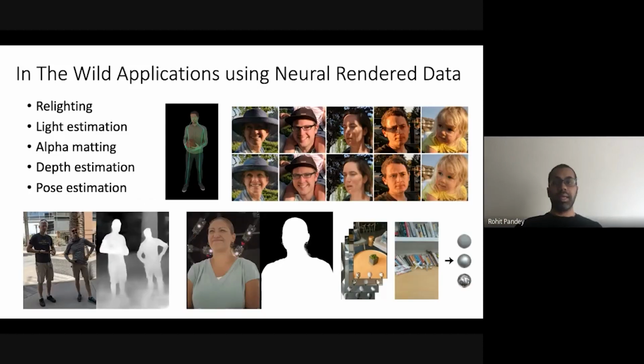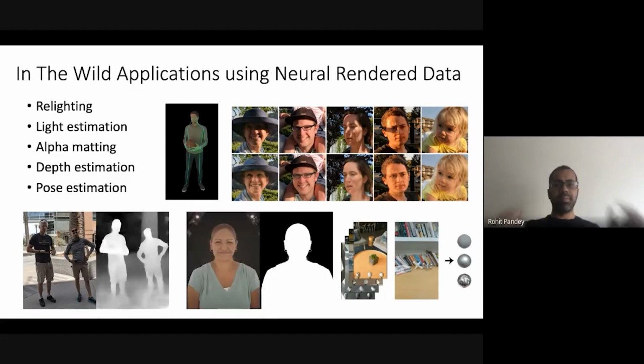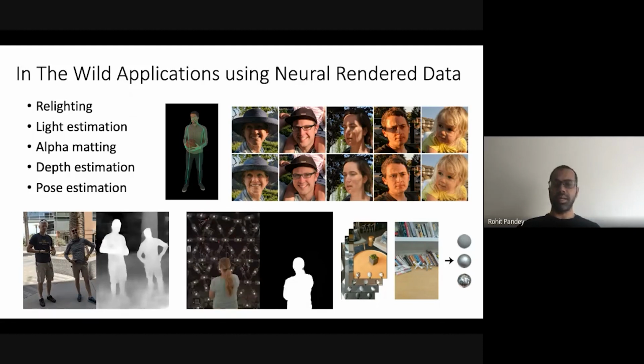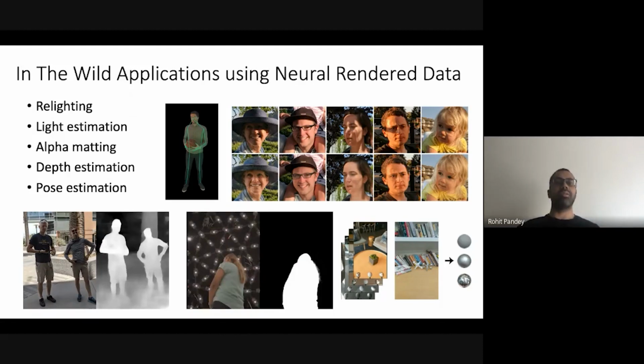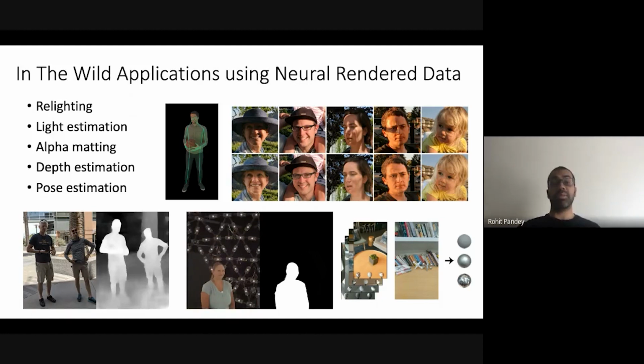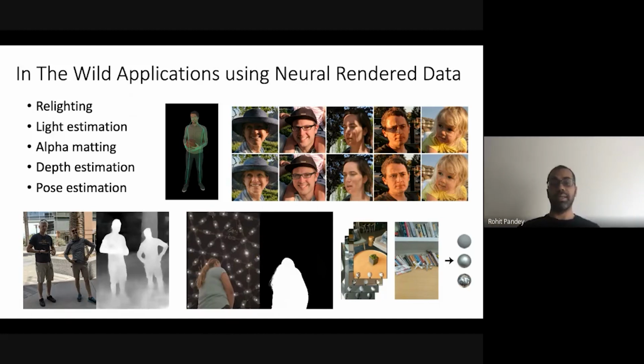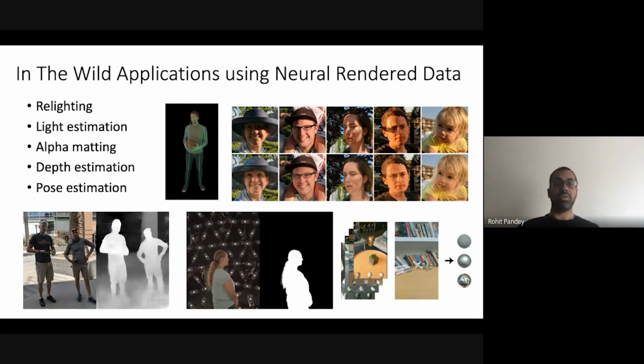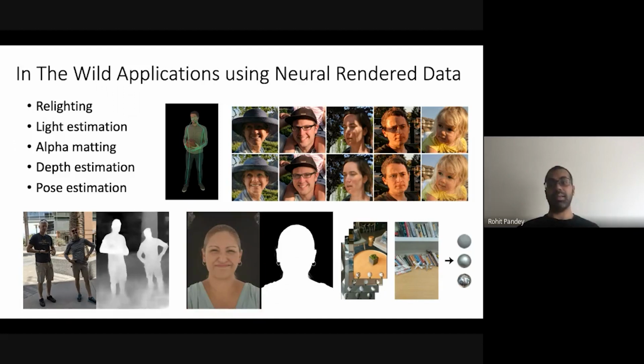And quickly wanted to tease some in the wild applications that we're working on. Not a lot of details here, but we are working on relighting, we're working on light estimation, we're working on alpha matting, depth estimation, pose estimation, all of this in the wild. And we are using neural rendered data as ground truth for a lot of these things to enable generalization to multiple different people and scenarios and backgrounds and lighting conditions.